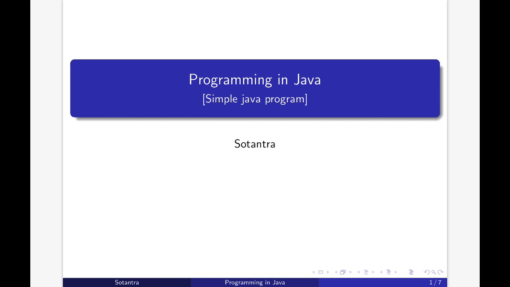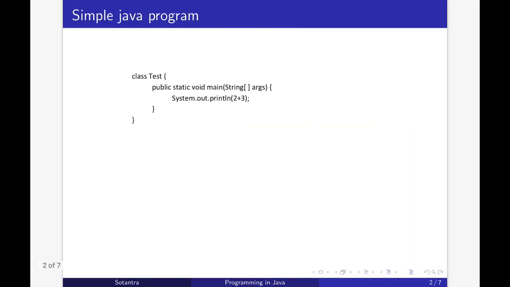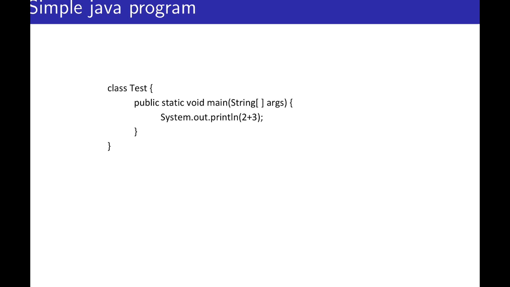In the previous lecture, we have discussed how to display a text as output in Java. In this lecture, we are going to discuss some arithmetic computations in Java. So let us consider a simple program to perform the addition operation. Assume this program we have written: class Test, then public static void main(String[] args), System.out.println(2 + 3).